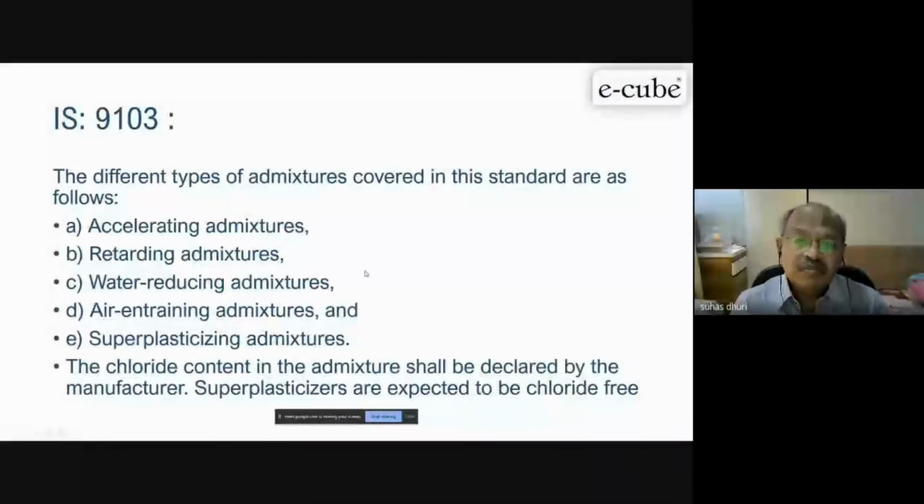So when you are using PCC, plain cement concrete, we can use a chloride-based admixture. But when you are using it in an RCC structure, it is not advisable to go for chloride. It should be a chloride-free admixture. Means all these, whatever types are there, A to E, should all be chloride-free admixtures.